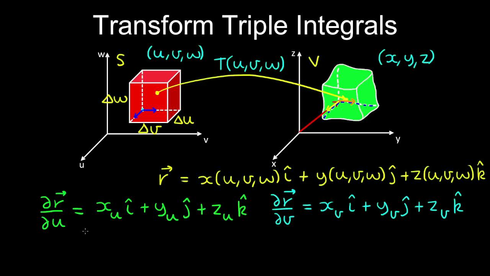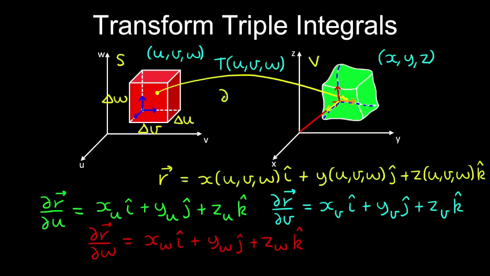And similarly, if we take the partial of R with respect to W, we get the partial of X with respect to W in the I direction, plus the partial of Y with respect to W in the J direction, plus the partial of Z with respect to W in the K direction. So in this case, we're walking along this edge in the W direction, which corresponds to this edge in V space. So we have another tangent vector to this curve at our corner point, which looks something like this.